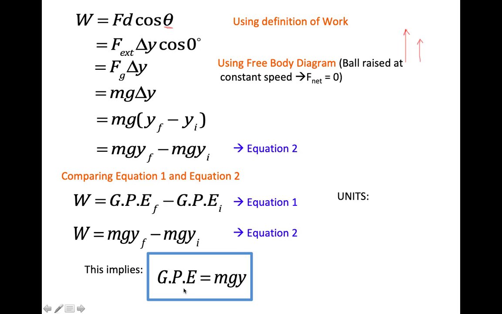Let us look at the units of gravitational potential energy. Because it is energy, it should have units of joules. So mass has units of kilogram, g has units of meter per second square, and y has units of meters. So we write all this. Now kilograms meter per second square is equal to newtons. So newtons times meters gives us joules.